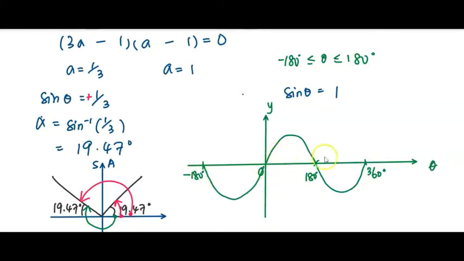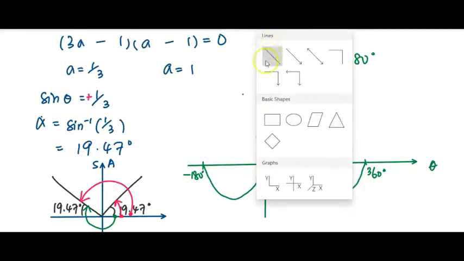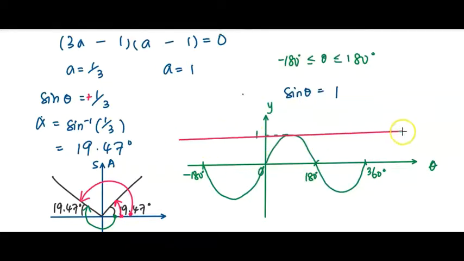Look at the graph here. We want to solve for sine theta equals 1, right? The 1 is over here. By taking the line y equals 1, you can see that the line y equals 1 just touches our graph of y equals sine x at only one point here. Project a line to the x-axis, the theta axis, and you will see that the angle is 90 degrees here.